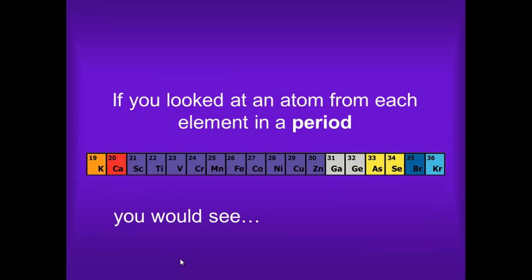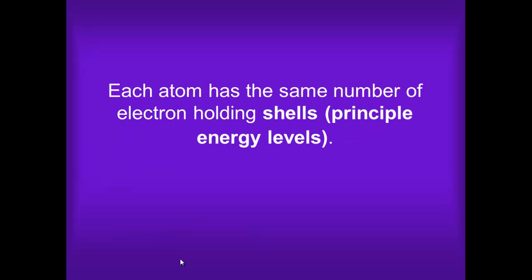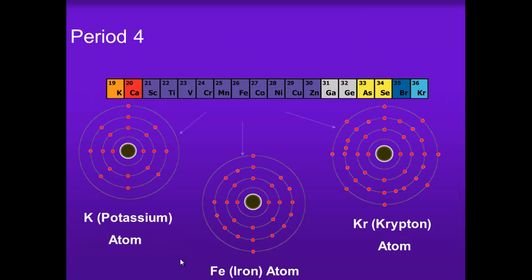So now if we look across a period and look at an atom from each element in a period, we find that each atom has the same number of electron-holding shells. So the atoms in a period have the same number of principal energy levels. We'll get 3 examples here. Potassium is located at the very beginning of period 4. We've got iron, which is right in the middle of that d block in the transition metals, and then krypton, which is the noble gas for period 4, kind of rounds out that whole period.